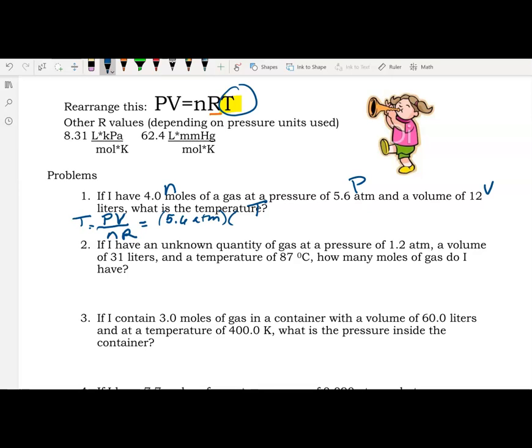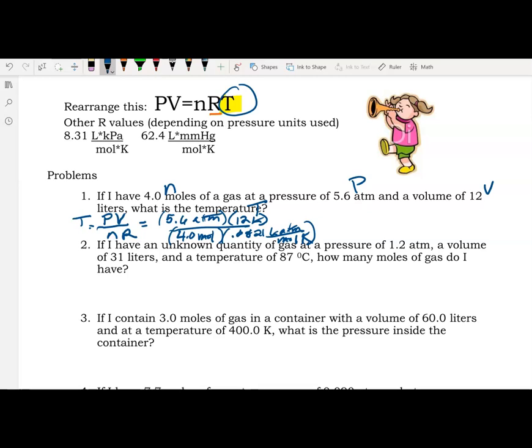So 5.6 atmospheres times 12 liters, divided by 4 moles times 0.0821 liter atmospheres over moles Kelvin. Atmospheres cancel, liters cancel, moles cancel. We'll have an answer in Kelvin.